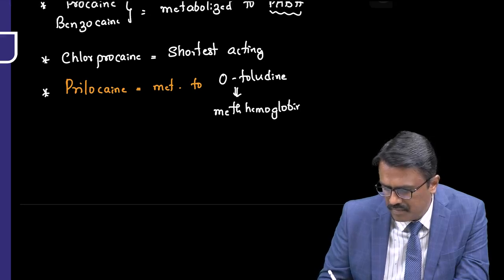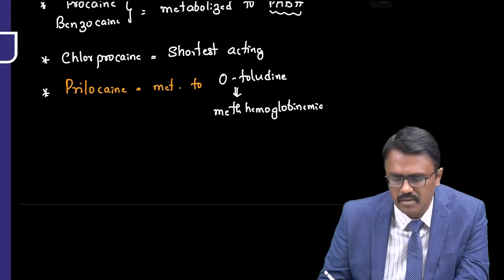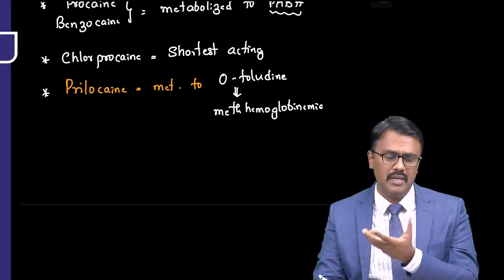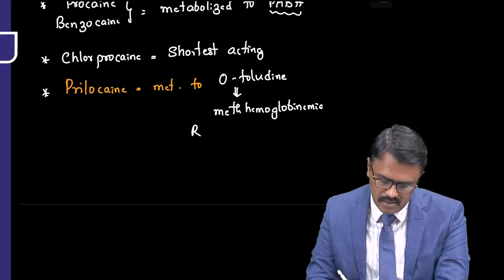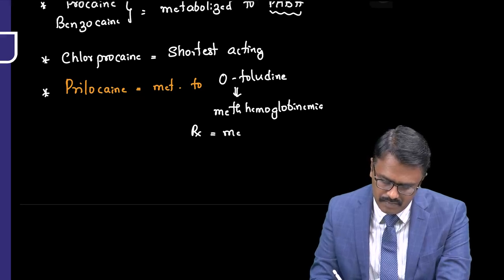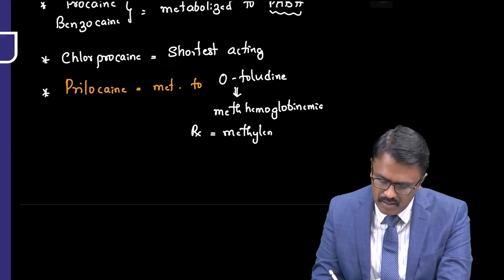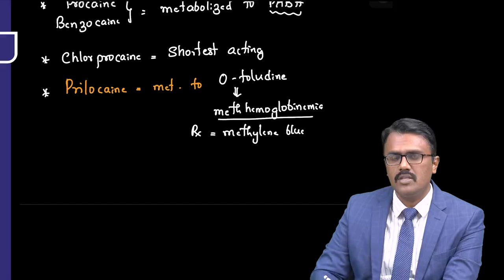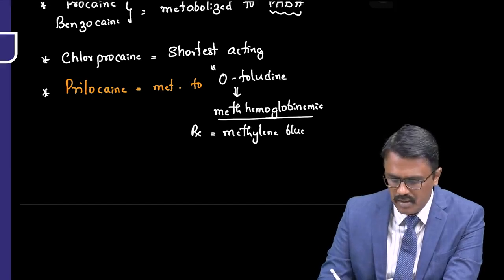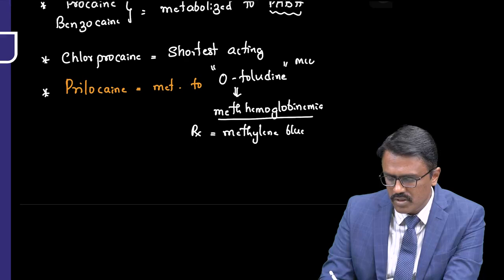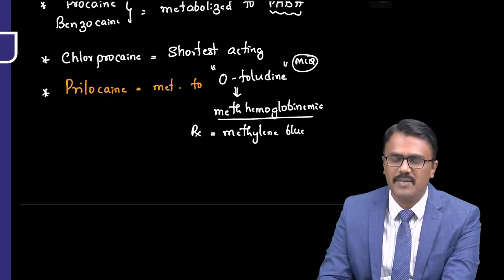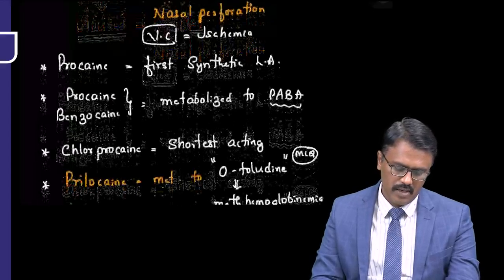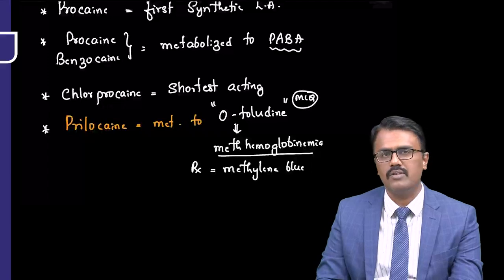Methemoglobinemia. Now what happens if there is methemoglobinemia? The patient will have a cyanotic look. Is there any treatment for this? The treatment is methylene blue. So methylene blue is used to treat methemoglobinemia caused by prilocaine. The reason is O-toluidine. Again, this question has appeared plenty of times in your exams. So we are done with cocaine, procaine, chlorprocaine, prilocaine, all those things.